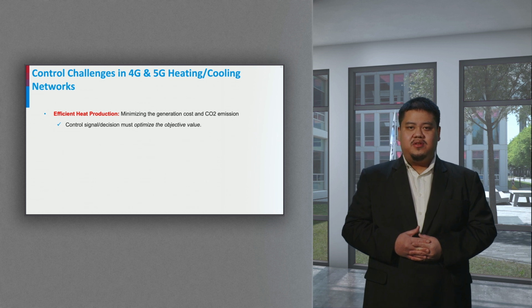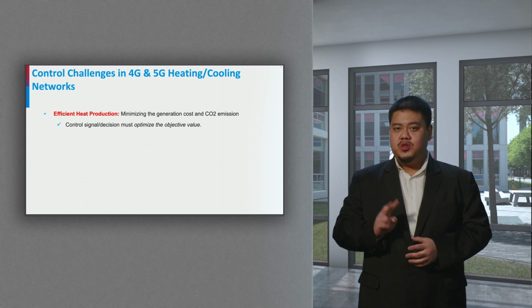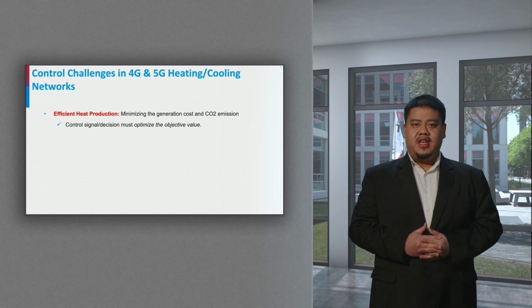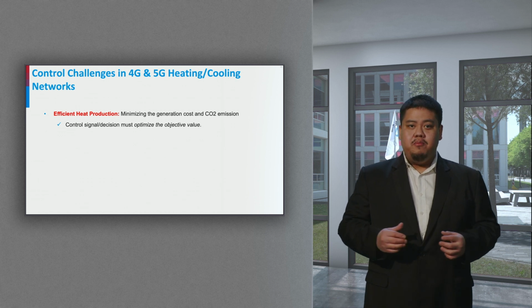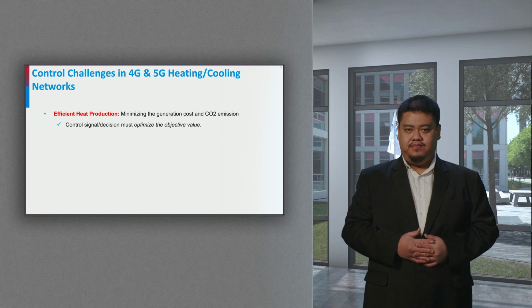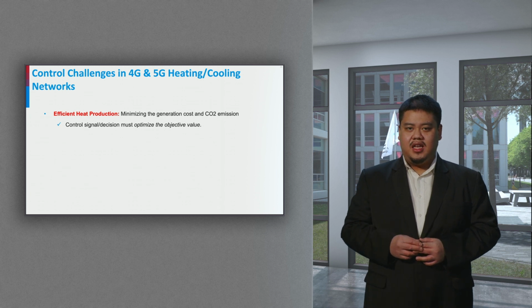The future heating and cooling networks require more sophisticated control systems to face 2 important challenges. The first challenge is related to the heat production efficiency. We are interested in minimizing the generation costs and CO2 emissions. To address this challenge, we need a control system with performance optimization capability.